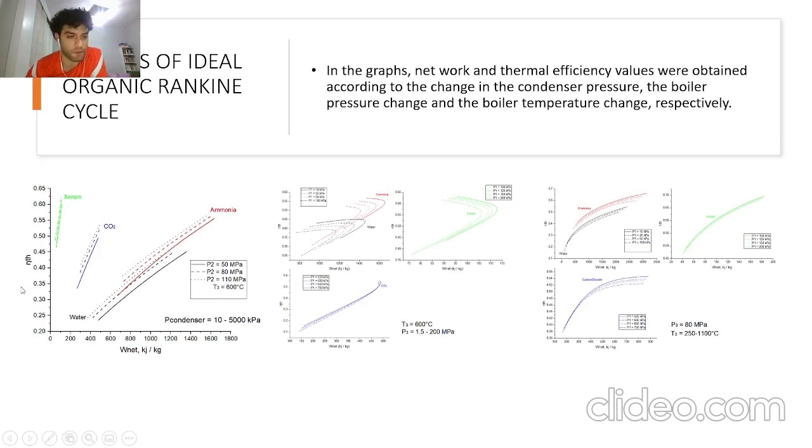What we observe from the graph is that xenon has a higher efficiency than the other fluids, and ammonia produces more network than the others. The second graph shows a boiler pressure variation, and the third one shows the boiler temperature graph.